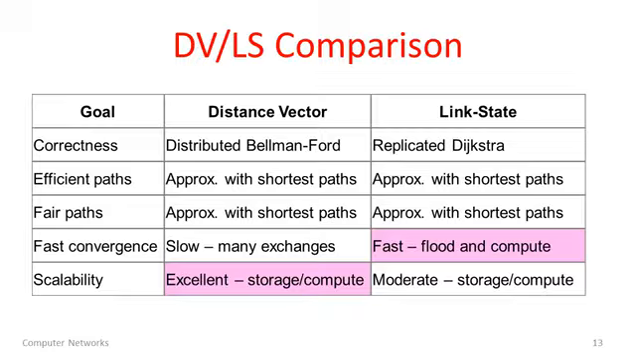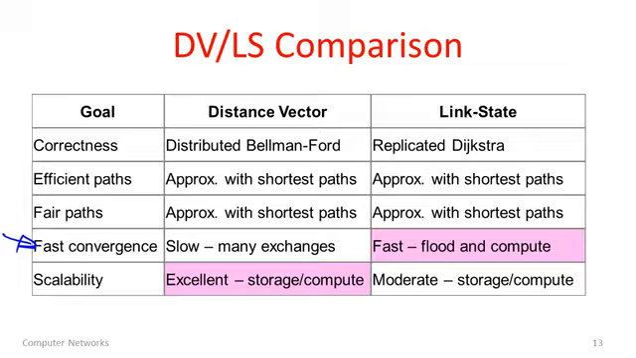The two approaches use different algorithms. Link state's based on Dijkstra with some replication. Distance vector is based on a version of the Bellman-Ford algorithm, which has been distributed. Okay, different approaches, but they both work. In terms of efficient and fair paths, we're using our shortest path framework where we assign costs to links for both. It's the same in both. Well, where they differ a little bit is in these last two entries.